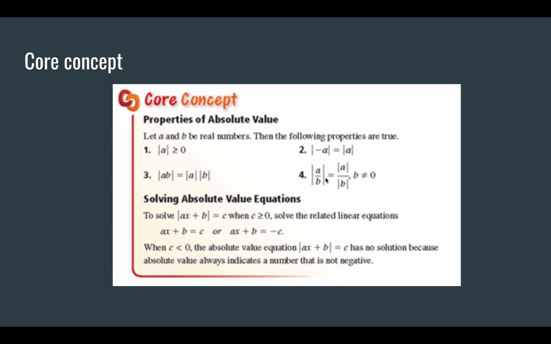And it says b can't equal 0 because then it will be undefined. This is saying all the numbers are the same. And to solve the absolute value of ax plus b equals c, when c is greater than or equal to 0, solve related linear equations: ax plus b equals c, or ax plus b equals negative c. When c is less than 0, the absolute value equation has no solution because absolute value always indicates a number that is not negative.